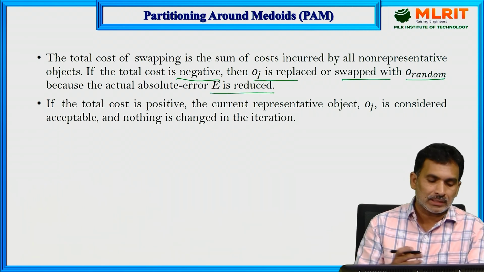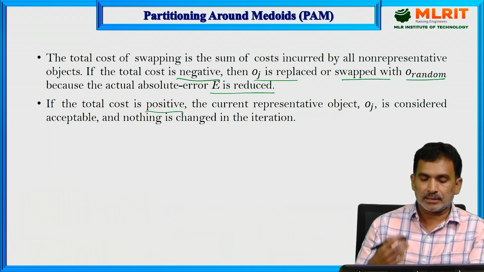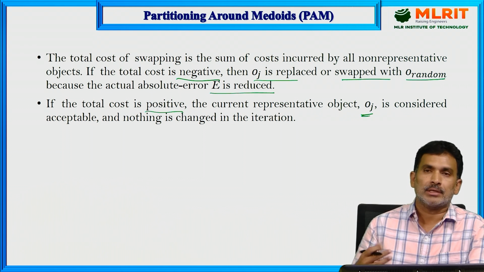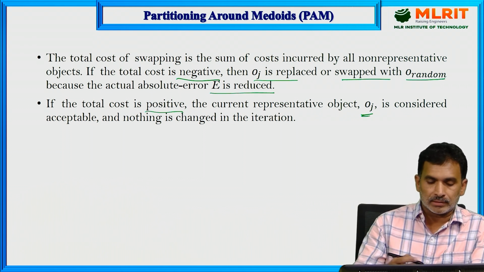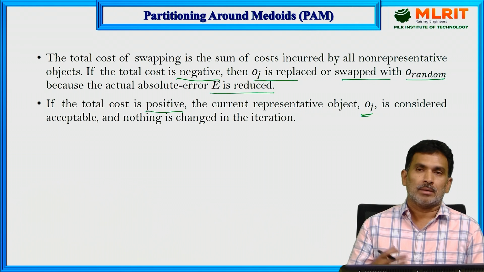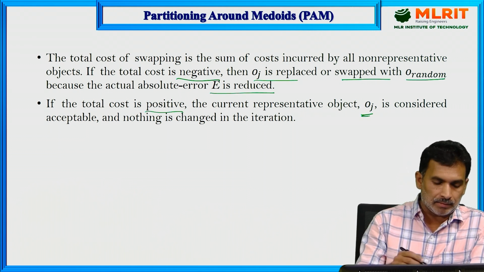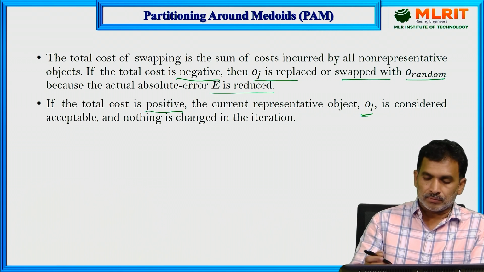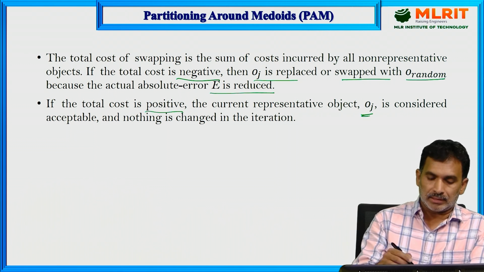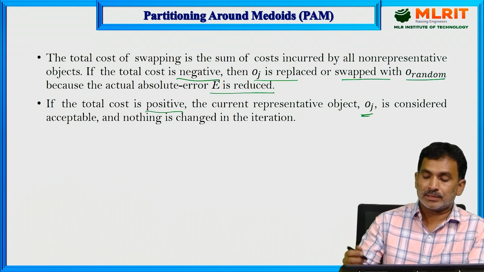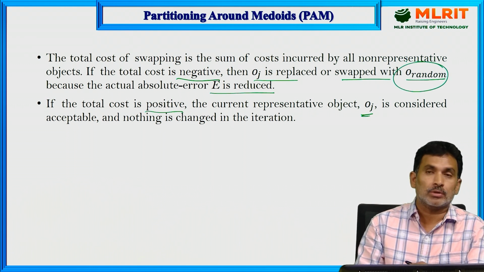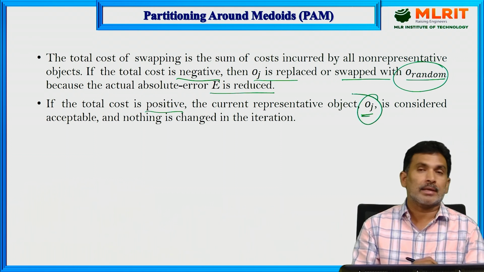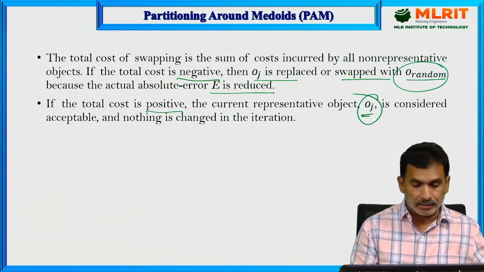If the total cost is positive, that means the current representative object is considered acceptable and nothing is changed in the iteration, because the objective function needs to be minimized. Because in this case the total cost is negative, that means the error is reduced, so the swapping would be done, that is OJ will be replaced with O random. But if the total cost is positive, the current representative object OJ is considered acceptable and nothing is changed in this iteration.